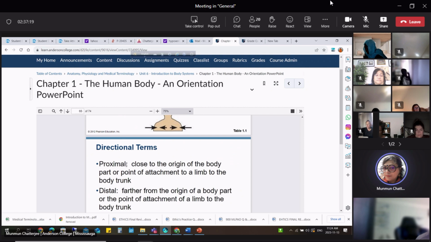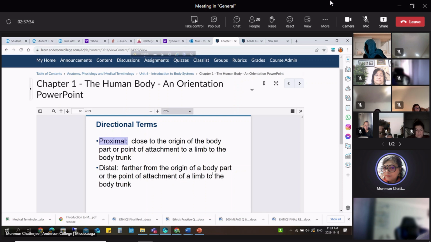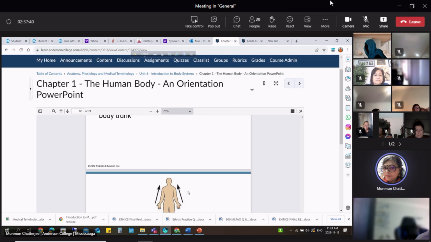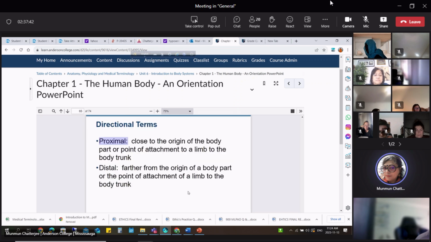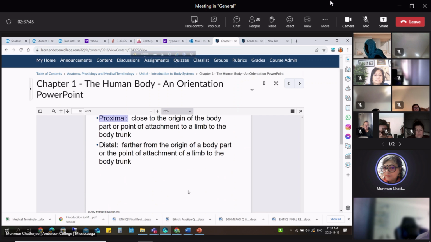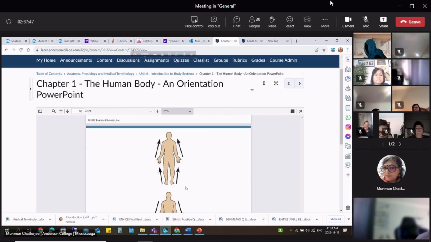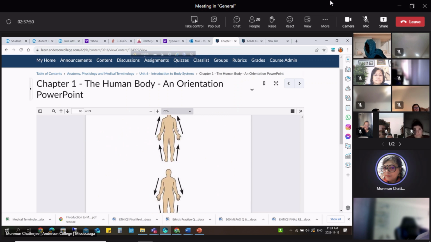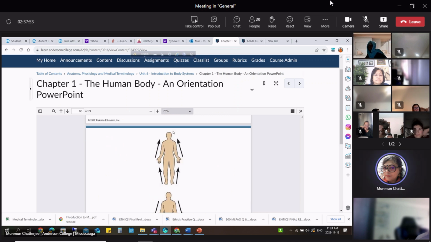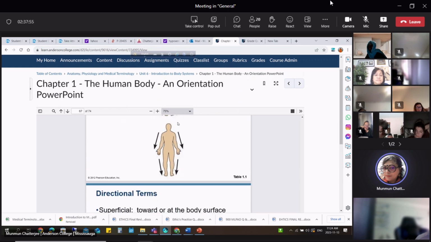Okay, directional terms, proximal. This is very common. Proximal is close to the origin of the body part or the point of attachment of a limb to the body trunk. And distal is further from the origin of a body part or the point of attachment of a limb to the body trunk. So this is called the proximal, and this is the distal. Proximal means towards the attachment of the body part, and distal means away.